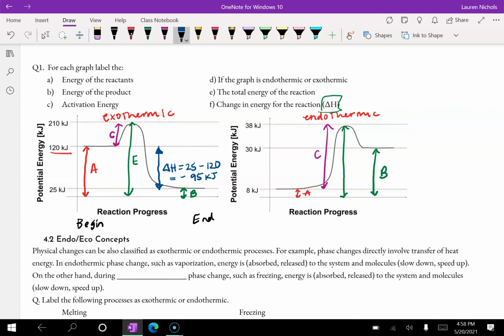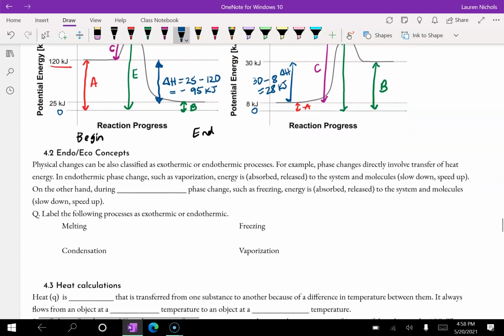And so that negative is telling you that 95 kilojoules was released into the environment. Whereas here, our delta H, I'll do this over here, would be products minus reactants, so that would be 30 minus 8, which would give you 28 kilojoules for our delta H. And so that's everything labeled, all the pieces of information that you could get from there. Just keep in mind that not all of them start at 0, so keep an eye on that.